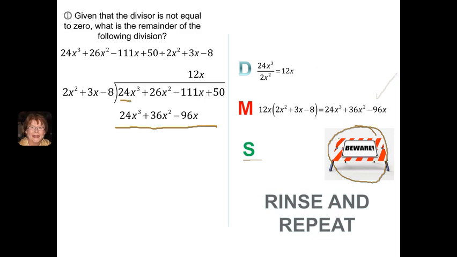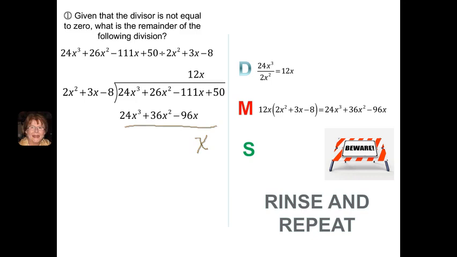24x cubed minus 24x cubed eliminates. This is my recommendation. Place your like term. Remember, you're subtracting like terms. You must keep that like term. And 26 minus 36 is negative 10. So it's going to be negative 10x squared. Then your x, you keep that like term, negative 111 minus a negative 96.